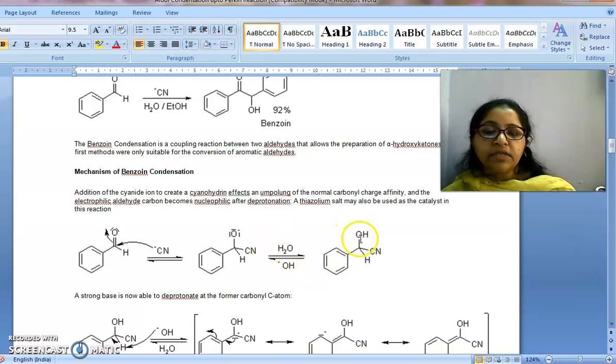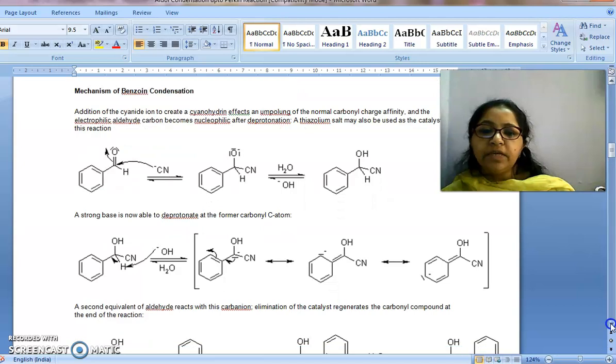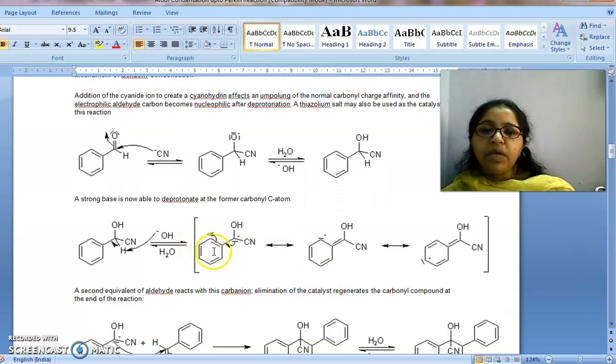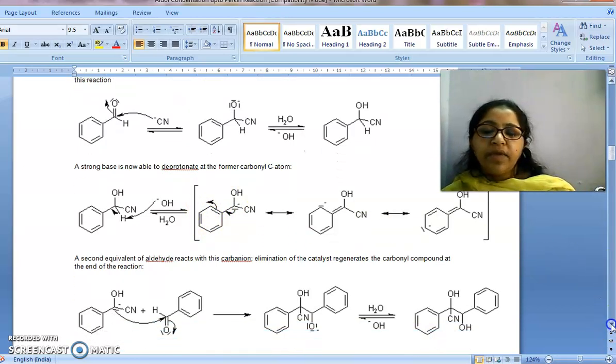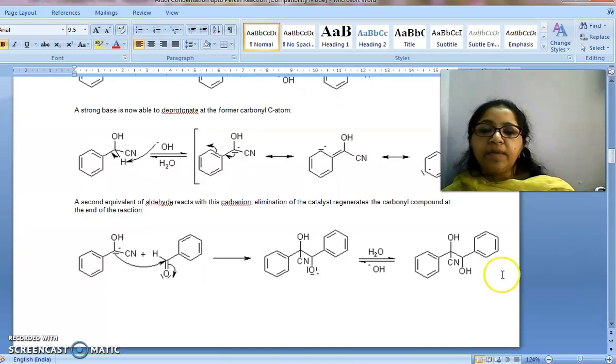It will be abstracting one proton, and we will get cyanohydrin. Now from this cyanohydrin, another base will take part and abstract one of the protons. Now this proton abstraction leads to a carbanion, and it is very much stable as it is resonating within the ring. Now when it is resonating within the ring, this negative charge is stable, and this will attack another benzaldehyde, and it will attack the carbonyl carbon.